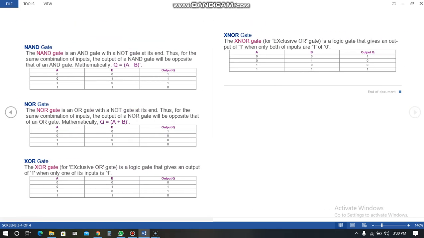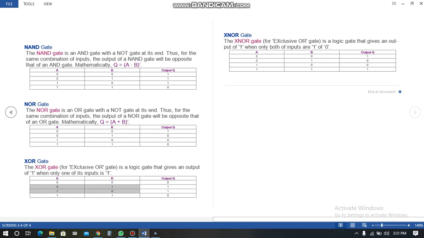Now one more gate, the XOR gate, we will discuss. When both the inputs are the same, we get a low output. So if both the inputs are 0, we get a low in the output. If both are high, we get a low in the output. If either input is low and the other is high, we get a high signal in the output.